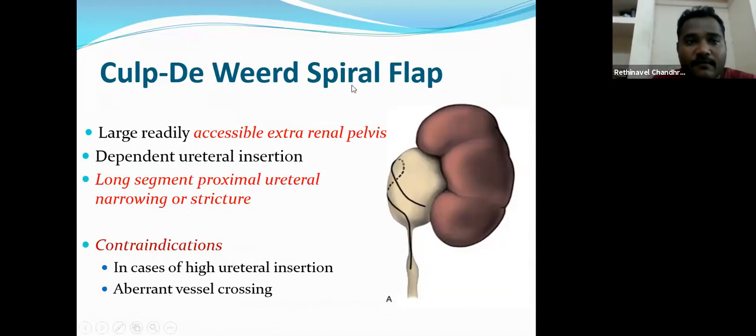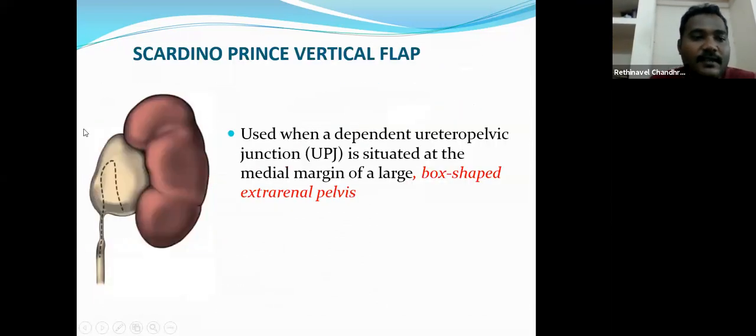Another is the spiral flap technique, where they make one spiral flap-like incision. They bring this flap downwards and create an anastomosis. As already told, the absolute contraindication for all flap procedures and all non-dismembered procedures is a crossing vessel. What are the contraindications for dismembered will become an indication for spiral. Whenever a PUJ is associated with a long proximal stricture, this flap will be used. Same, this is a spiral flap, and this is a vertical flap, which is called Culp-DeWeerd, where they make just a vertical incision, and they bring this flap downwards and suture it, particularly used in a box shaped renal pelvis.